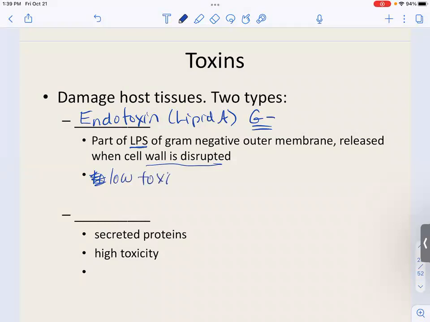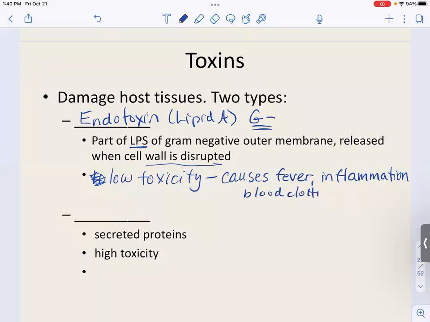So the effects of endotoxin, low toxicity, cause things like fever and inflammation. We're going to talk a lot more about those things coming up when we talk about our innate immunity. Sometimes inappropriate blood clotting, and other non-specific general effects. Again, often not a problem unless you have a huge infection and all those cells die at once, then that low toxicity becomes a problem and can become life-threatening to the host.